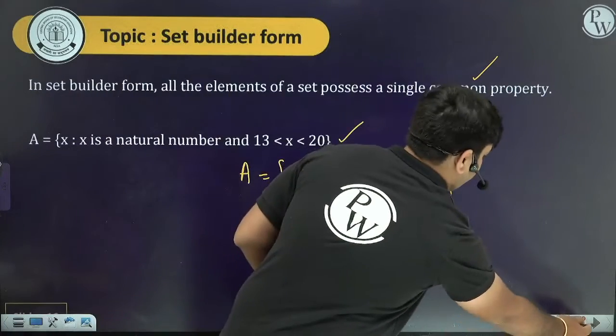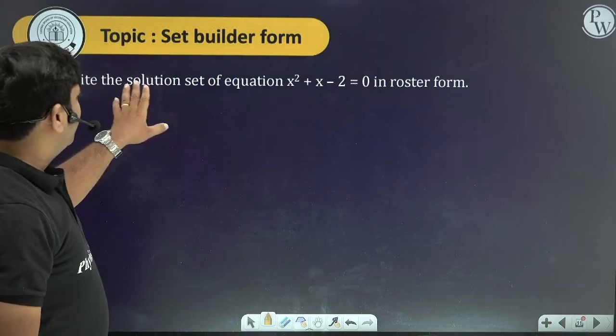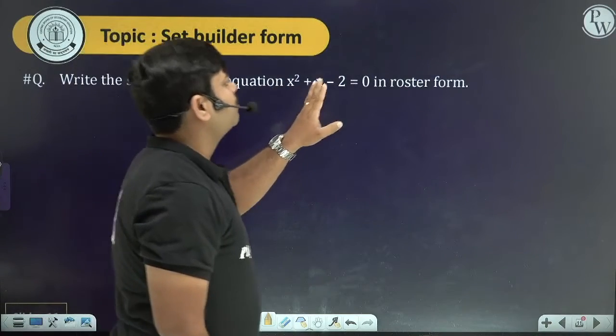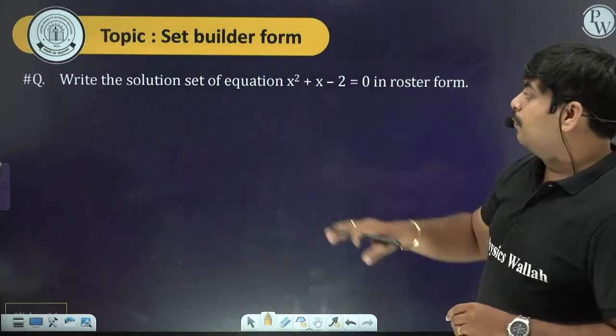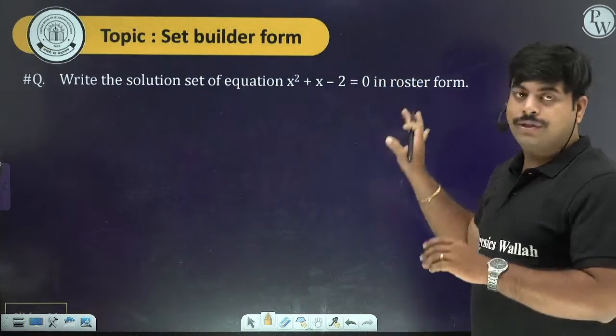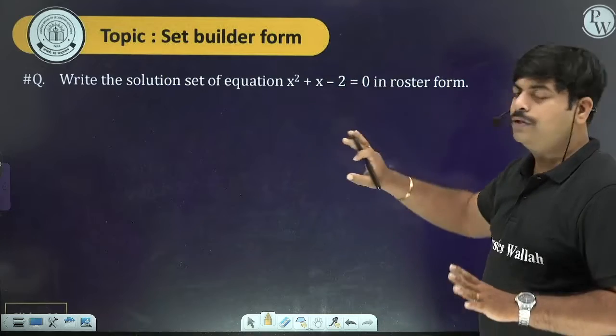So, what is the next one that we can go for? Write the solution set of the equation x square plus x minus 2 equal to 0 in roster form. So, we need to write the solution of this in roster form, okay? So, we will try to solve this question first of all.